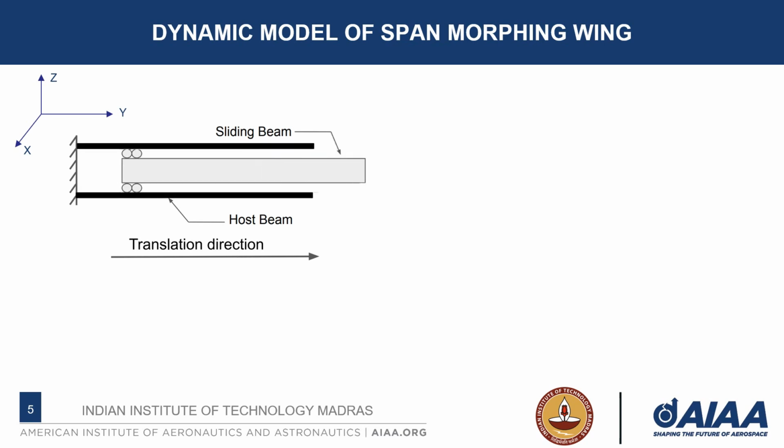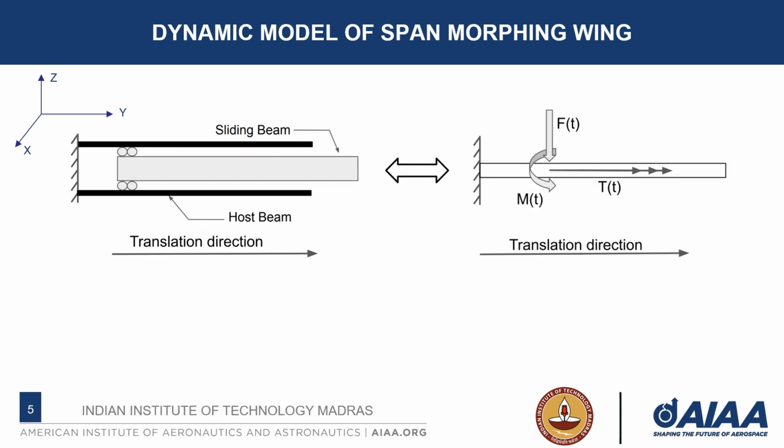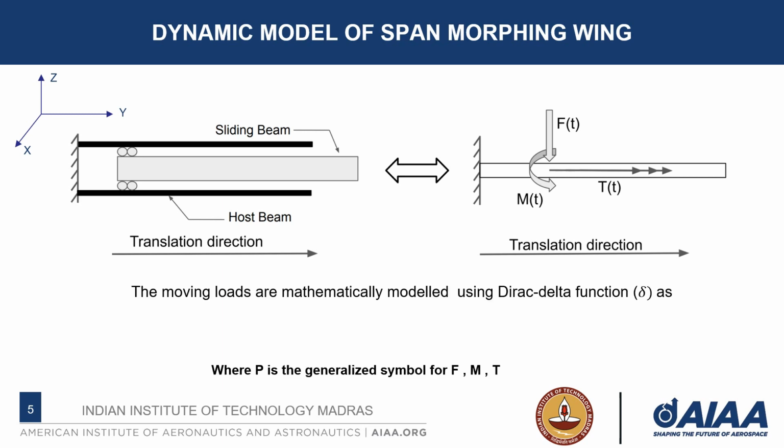So in our study, we have replaced the sliding beam and its aerodynamic loads by a combination of moving loads, especially a moving force, a moving moment, and a moving torque. Now, mathematically, to capture the effect of the moving loads in the equations, we have used the Dirac delta function. The formulation is on screen, where v is the morphing speed, and with the same speed, moving loads will move on the host beam.